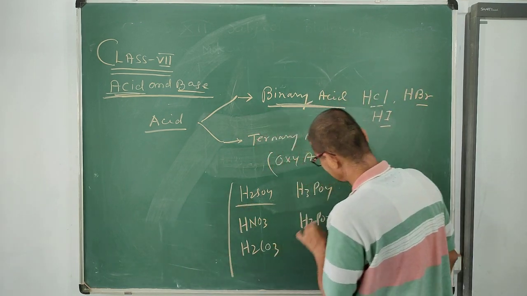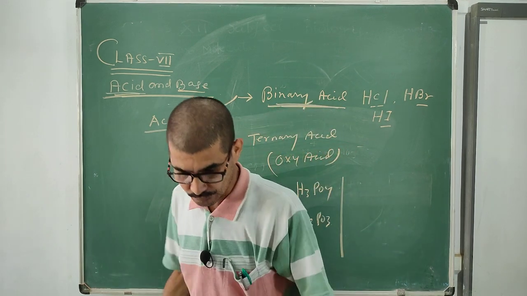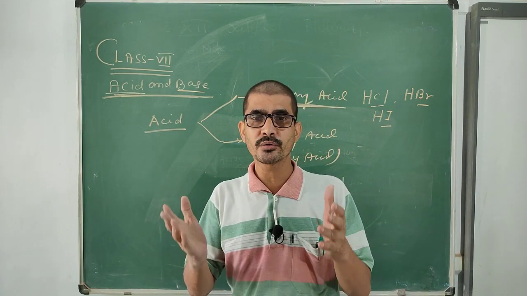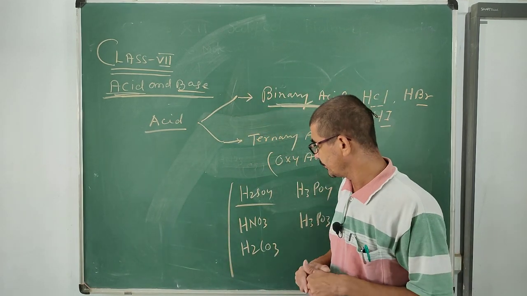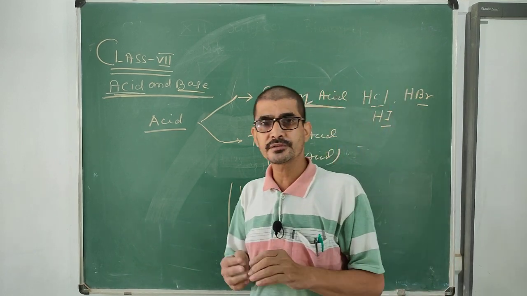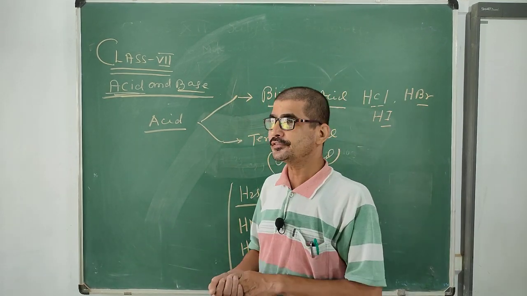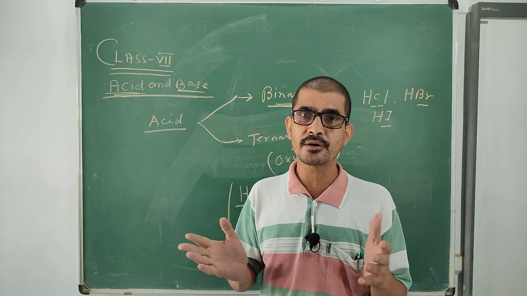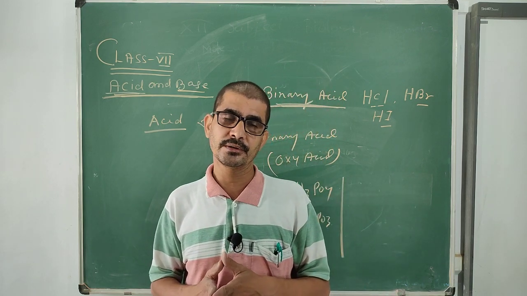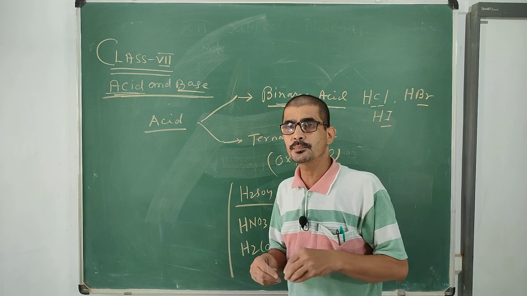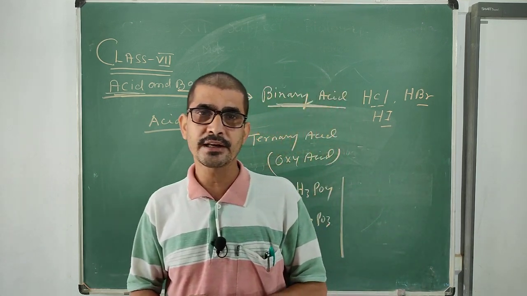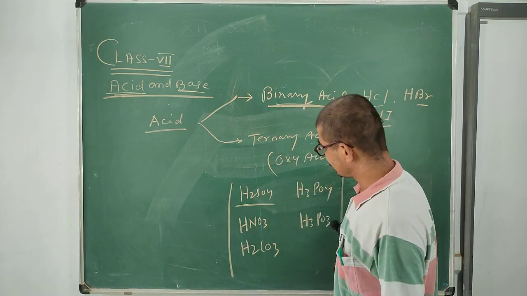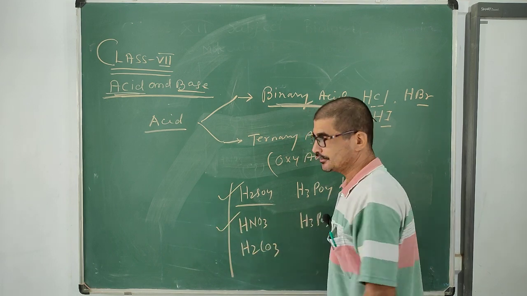Now, ternary acids are both strong acids as well as weak acids. So how can you identify which one is a strong acid and which one is a weak acid? At first, it is necessary to know what a strong acid is. An acid which is completely dissociated in aqueous solution and gives a large number of hydrogen ions is called a strong acid. I repeat, an acid which is completely dissociated in aqueous solution and gives a large number of hydrogen ions is called a strong acid. Examples of strong acids are sulfuric acid and nitric acid.